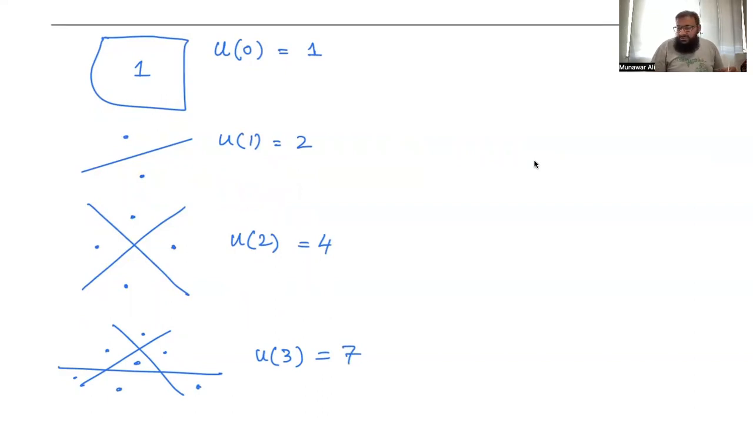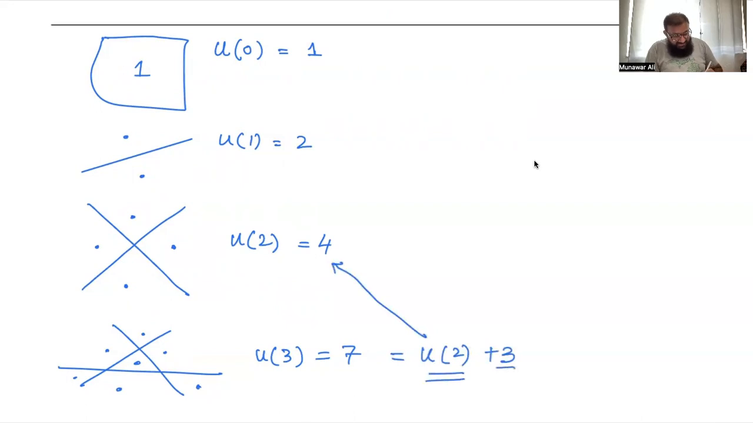Now, the question is, what can I write this 7 as? What can I write this 4 as? What can I write this 2 as? It means I want to get some sort of equivalent representation for this. You can see that I can write this as U of 2 plus 3. Because what is U of 2? U of 2 is 4. And 3 is coming from here. And this gives me 7.